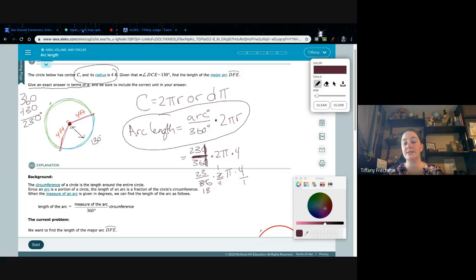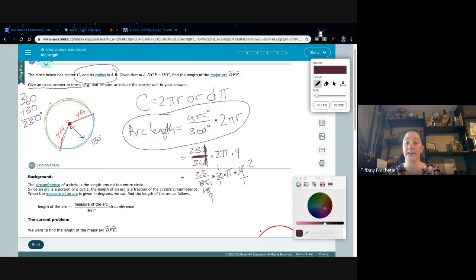So now I'm going to continue cross-canceling. I'm going to jump all the way over here to 4. Everything is being multiplied here. So that means I can cross-cancel anything in here that matches up. So 18 and 4, those are also even. I can divide by 2 again. 4 divided by 2 is 2. 18 divided by 2 is 9.